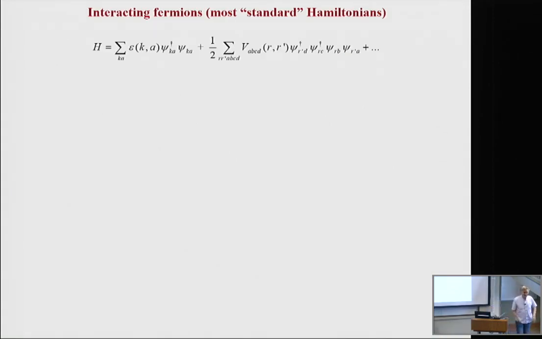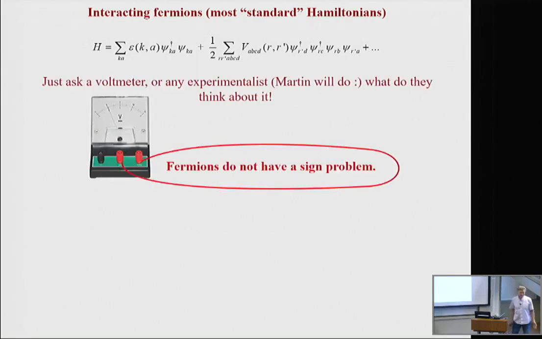So essentially, I will be trying to convince you that if I consider interacting fermions, a more or less standard translationally invariant Hamiltonian, you can assume any dispersion relation, any number of bands you want. You can assume any type of two-body interactions, any range, any coupling between the bands. You can add three-body interactions if you like, but that's what I'm considering typical interacting fermions. For this Hamiltonian, that's all I need to convince you that fermions don't have a sign problem.